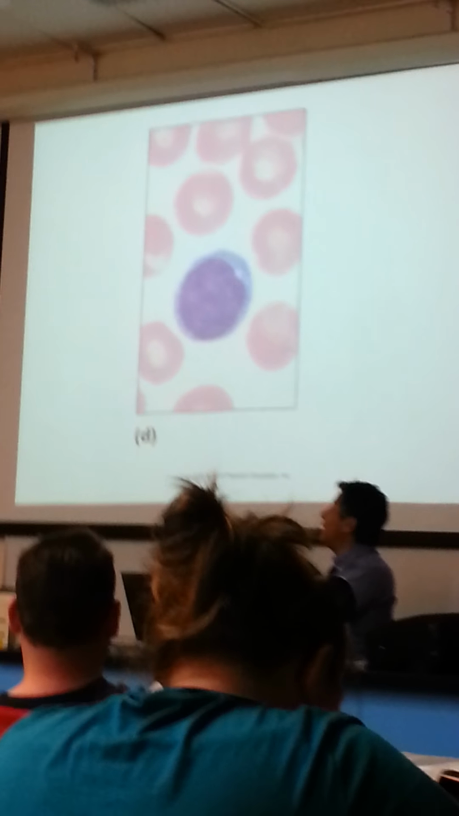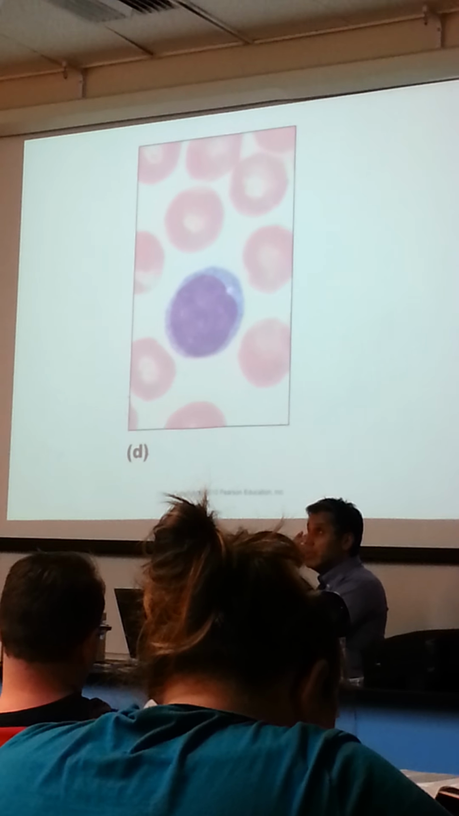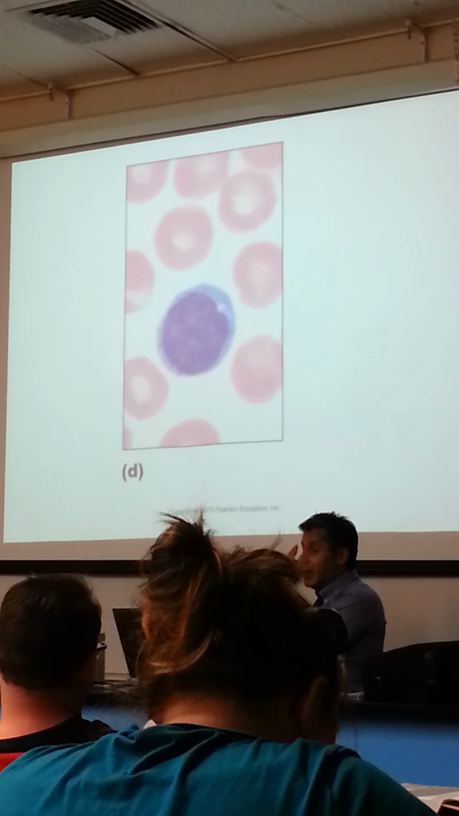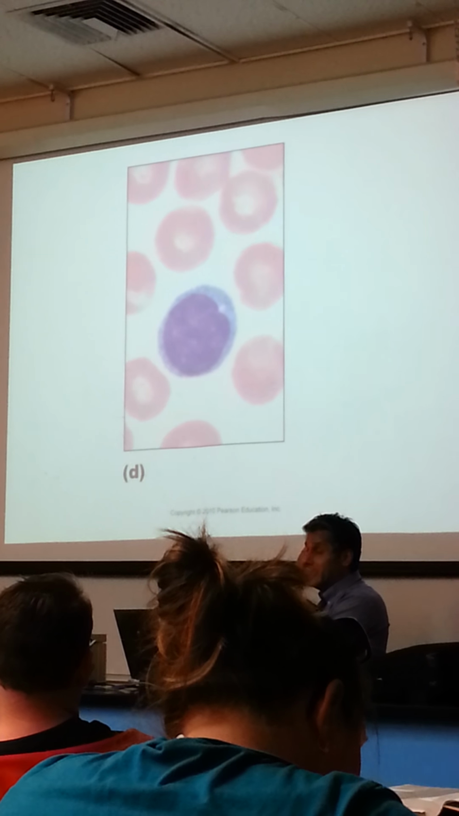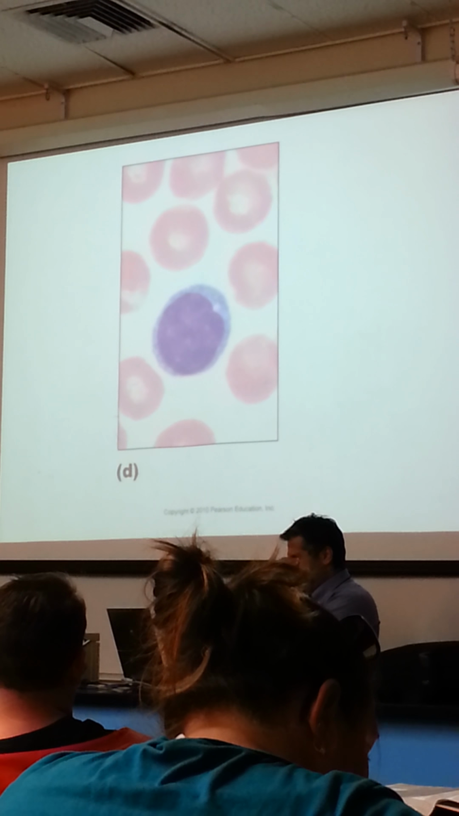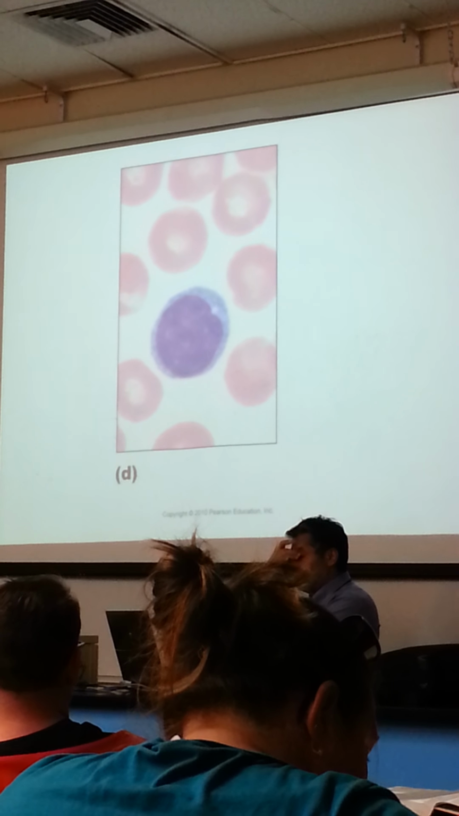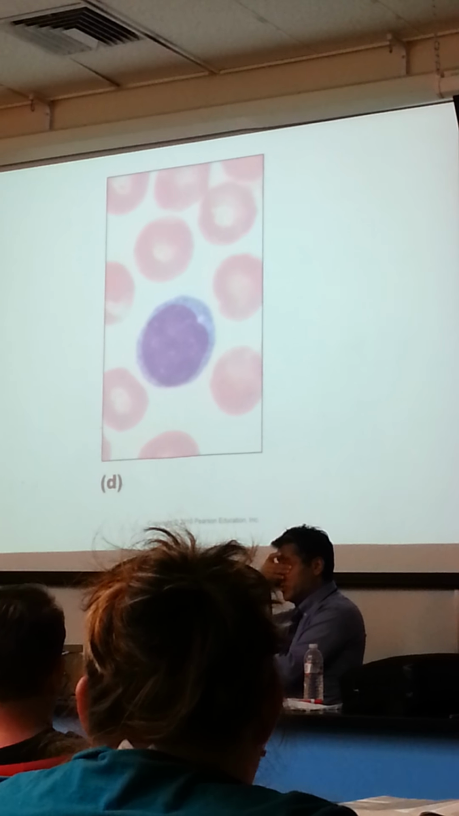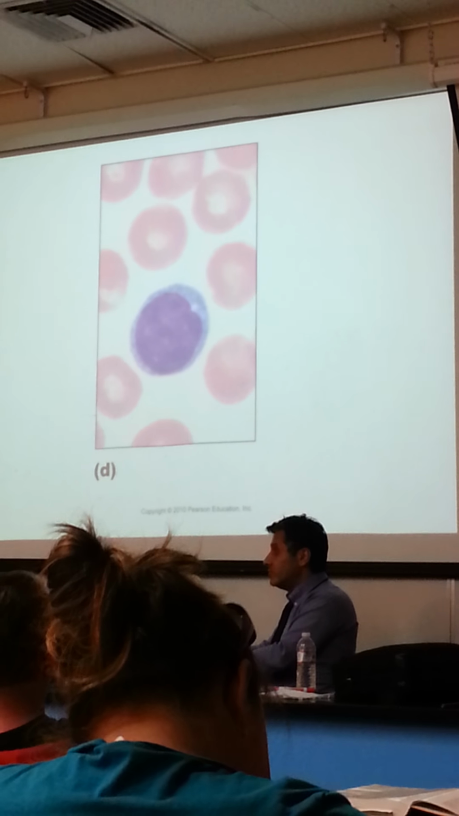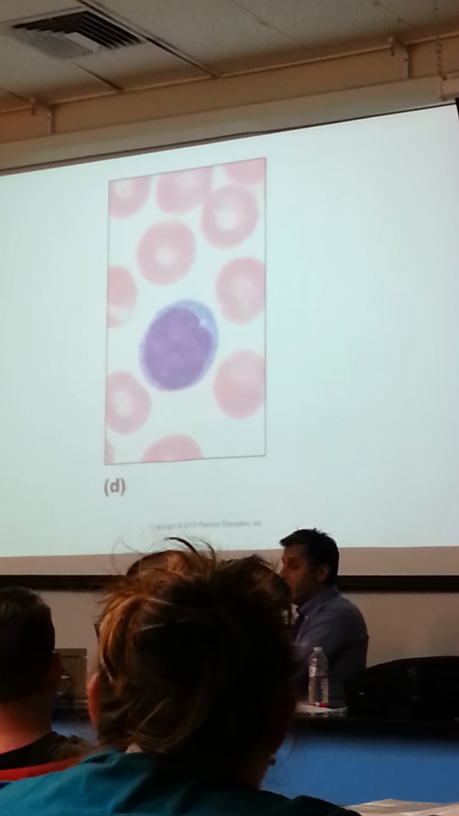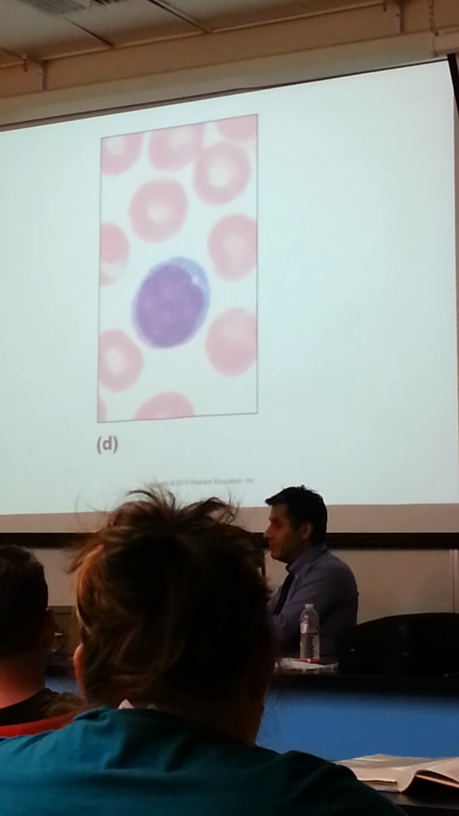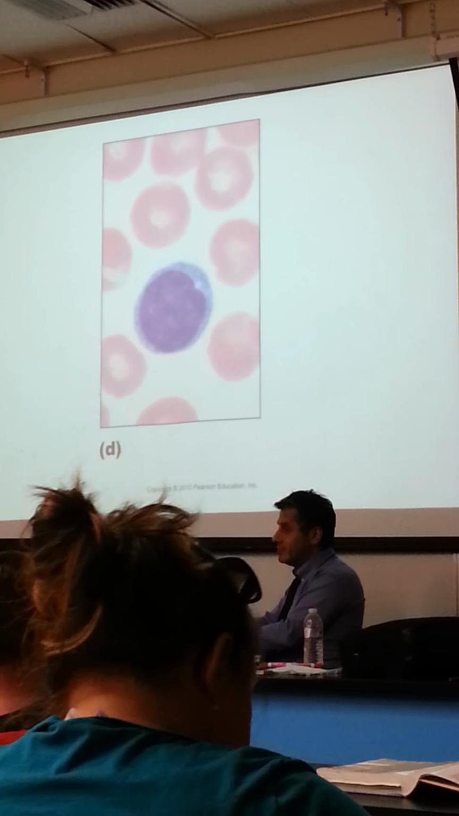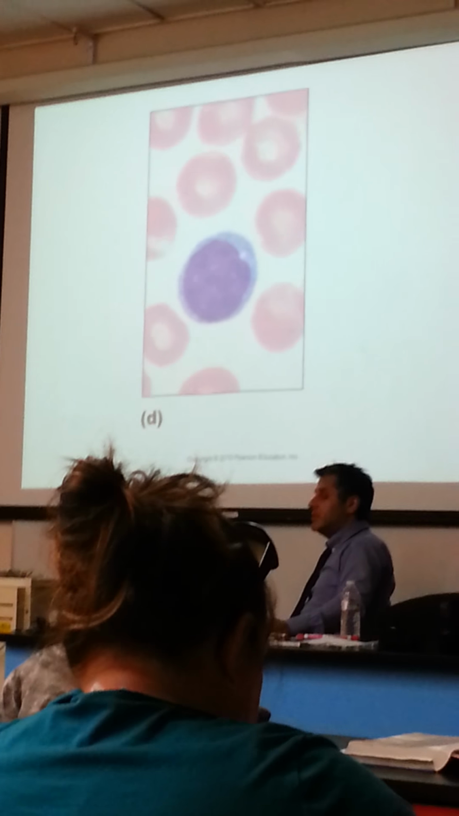What is this? Lymphocyte. And what is the normal value of lymphocyte? 22 to 25% of total white blood cells. And its number increases as a result of viral infection. How many types of lymphocytes do we have? Anybody? What are those? B and T lymphocytes.